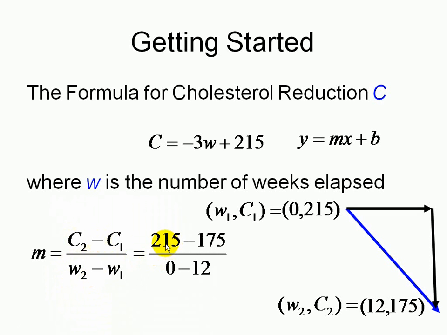So substituting here, we have 215 minus 175 and 0 minus 12. Here I interchange the roles right here in terms of negative sign, but it doesn't change the answer as long as you're consistent with your subscripts. So we have negative 40 divided by 12, or approximately negative 3.3.